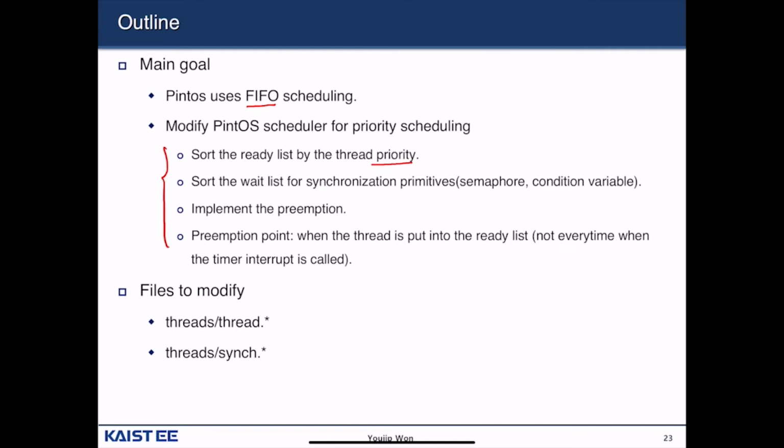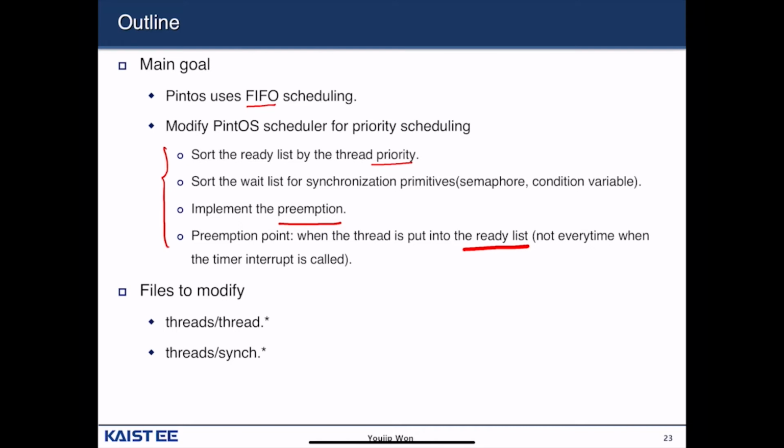Second, sort the wait list for the synchronization primitives such as semaphores, condition variables, and locks with respect to the priority. And we also have to implement the preemption. And the preemption point is when the thread is put into the ready list. So it is important that you do not have to check the preemptibility every time the timer interrupt is called. In this scheduling algorithm, the operating system checks the preemption only when the new thread arrives to the ready list.